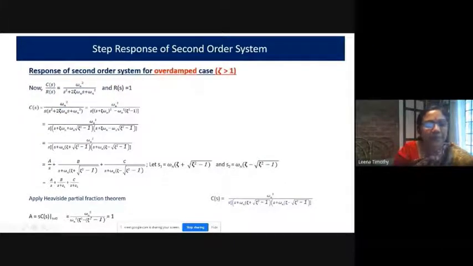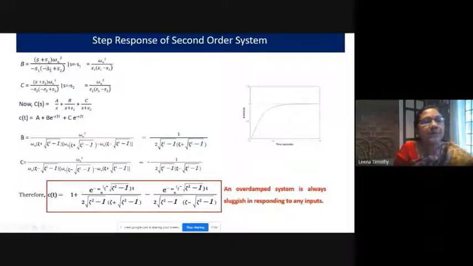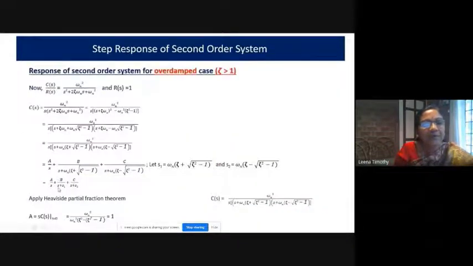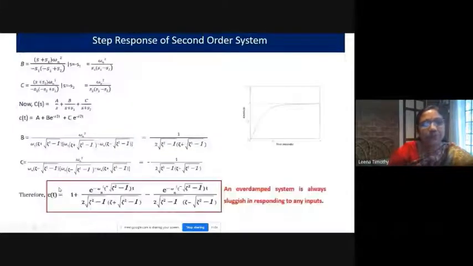Similarly, then B by S plus S1 plus C by S plus S2. So B is equal to, put S is equal to S1 in the same expression. So you will get the expression like this, minus S1 omega n square divided by S1 into S1 minus S2. Similarly, C is equal to omega n square divided by, here you have to put S is equal to S2. So omega n square divided by S1 into S1 minus S2.